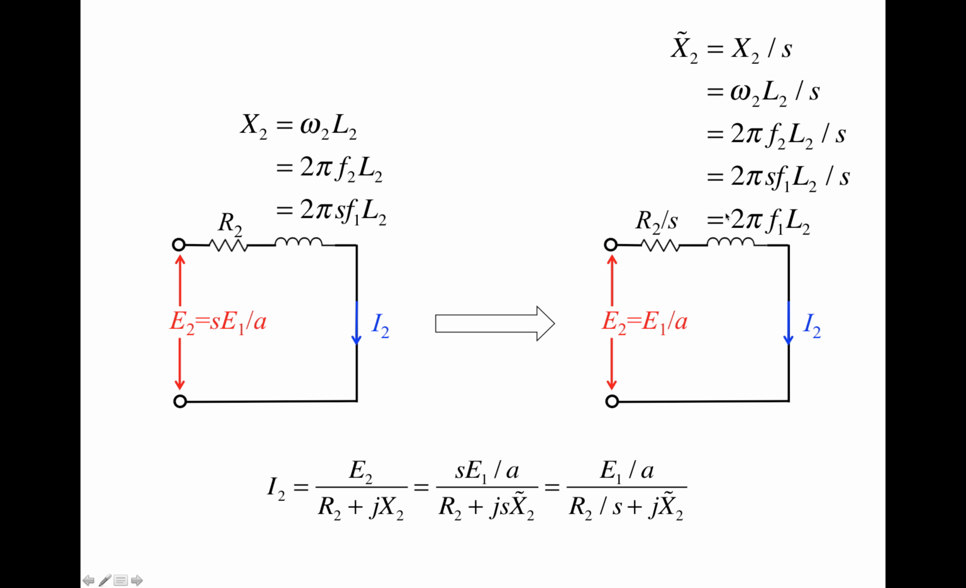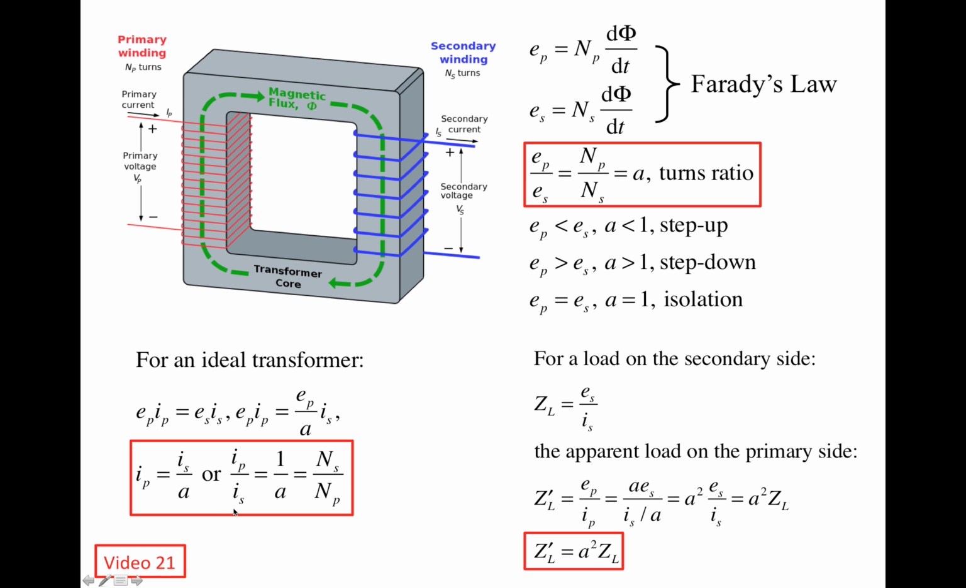In the previous video, video 21, we talked about how to map secondary impedance on the secondary side to the primary side. The equation we obtained was that the apparent impedance on the primary side equals the turns ratio squared multiplying the secondary side impedance. That's the equation we're going to use to map the rotor side impedances to the apparent impedances on the stator side.